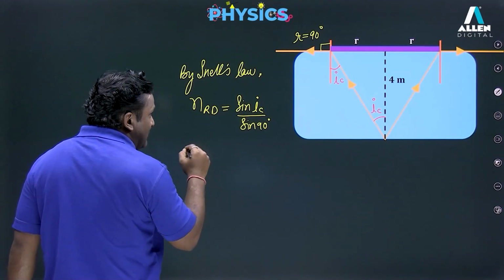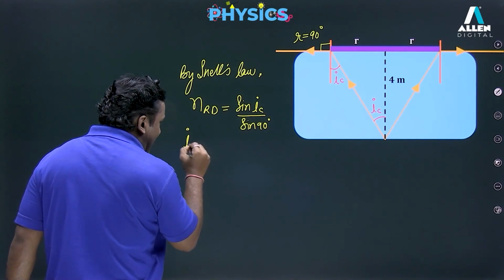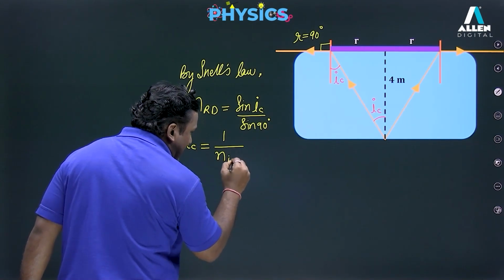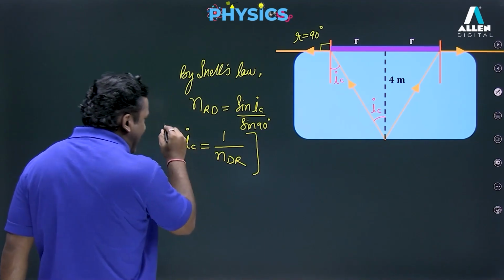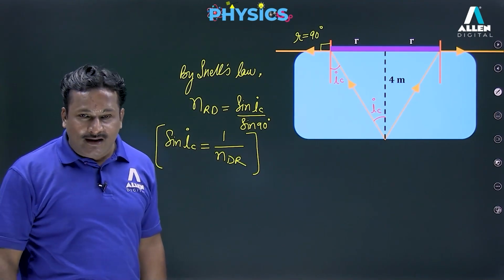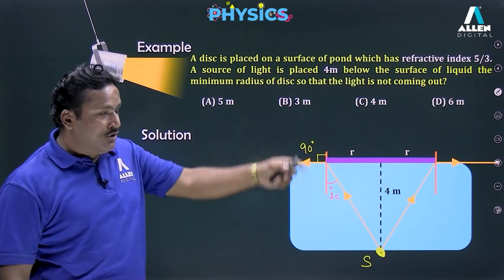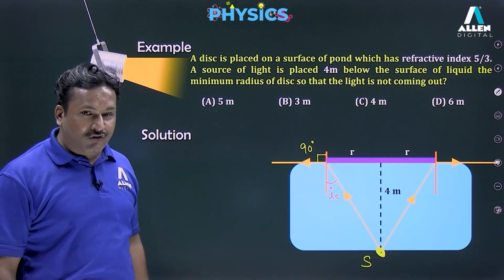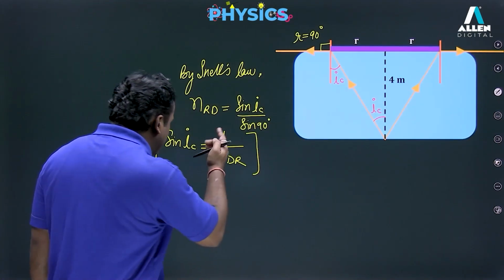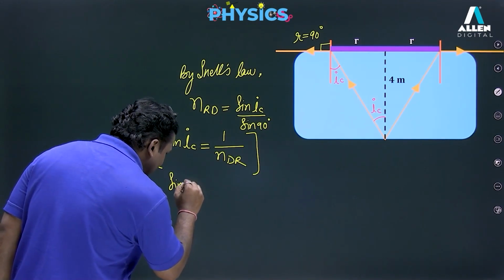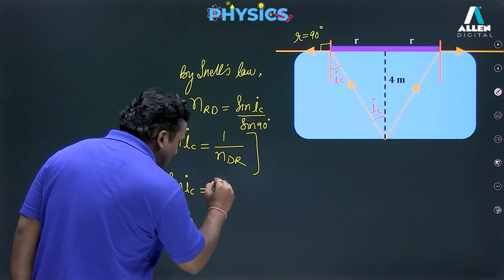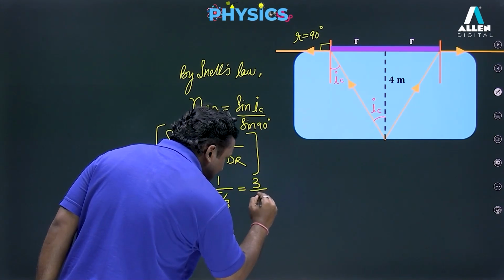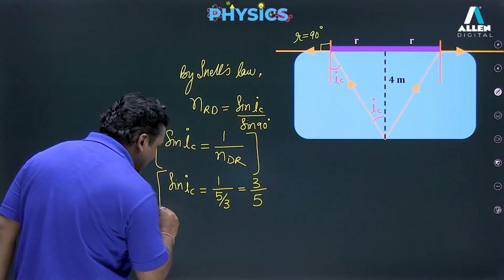So from here, what is the critical angle? Sine IC is a formula that we have directly studied: 1 upon the refractive index of denser with respect to rarer, and that is already given in the question. What is the refractive index of water which is filled into the pond? 5/3. Let us substitute that value. Sine IC is equal to 1 upon 5/3. The reciprocal goes up, it becomes 3 upon 5. This is the value of sine IC that is coming.